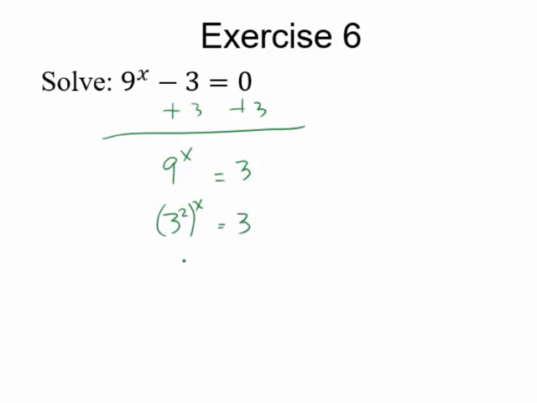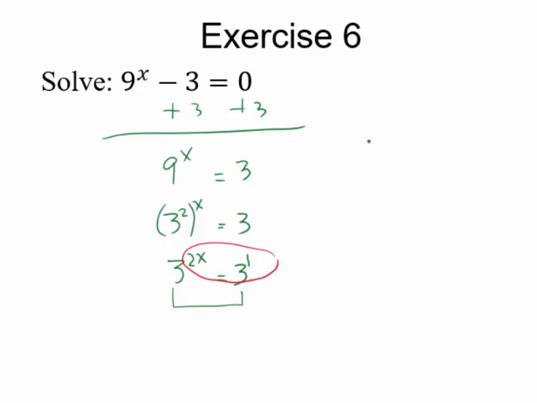So far we've got what? 3 to the 2x. Remember, because when you have an exponent raised to another exponent, you multiply them. So that's 3 to the 2x is equal to 3. But what does that mean? What is the implicit exponent of 3 when it's just 3? It's 3 to the 1, right? So now you've attained your same base. So you just set the exponents equal to each other.